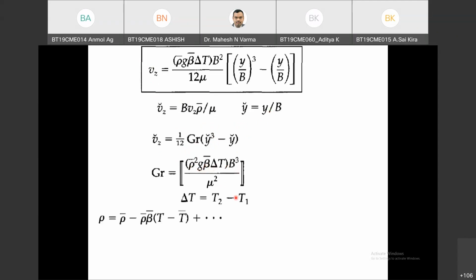Delta t is T2 minus T1, and this is the definition of how density varies with temperature. If I consider delta rho equals rho 1 minus rho 2, then rearranging this equation, Grashof number is rho g beta cube delta rho divided by mu square. And what is the physical significance of this Grashof number? It is the ratio of buoyancy force to viscous force. You can see this rho and g represent buoyancy force.